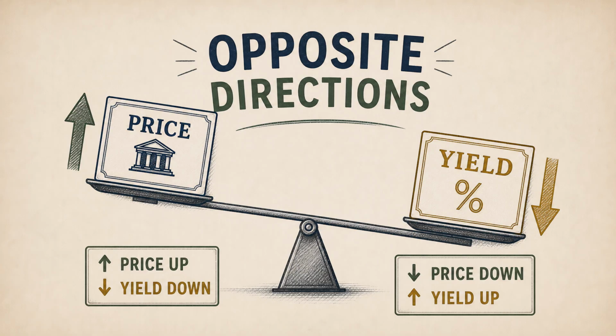The most famous rule in bonds is that prices and yields usually move in opposite directions. When a bond's price goes up, its yield goes down. When a bond's price goes down, its yield goes up. It is like a seesaw.